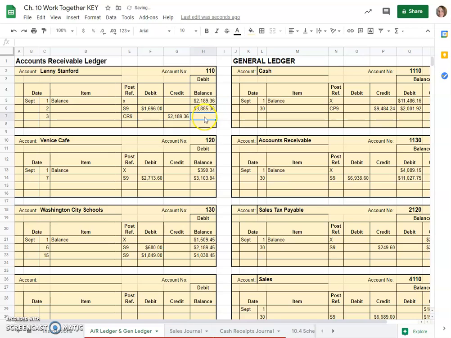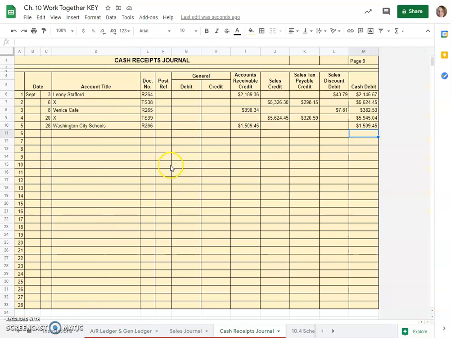Okay, so we had a debit balance, so we'll take that amount and go minus the credit. So he still owes $16.96. So he paid his balance before, but he didn't pay for his most recent transaction. Okay, and this was account 110. So now we'll go back to our cash receipts journal and we'll put account 110 there in the posting reference.